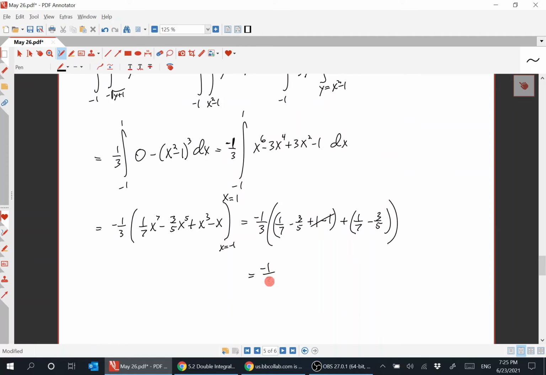So we've got minus 1/3 times 2, so 2/3. The common denominator is 35. So 5 minus 21 over 35, so minus 16. So 32 over 105. Okay.